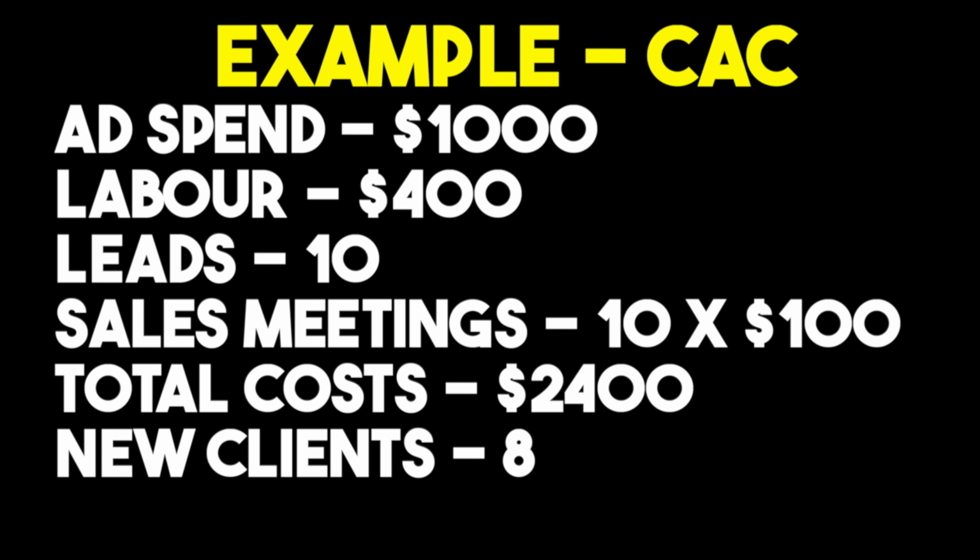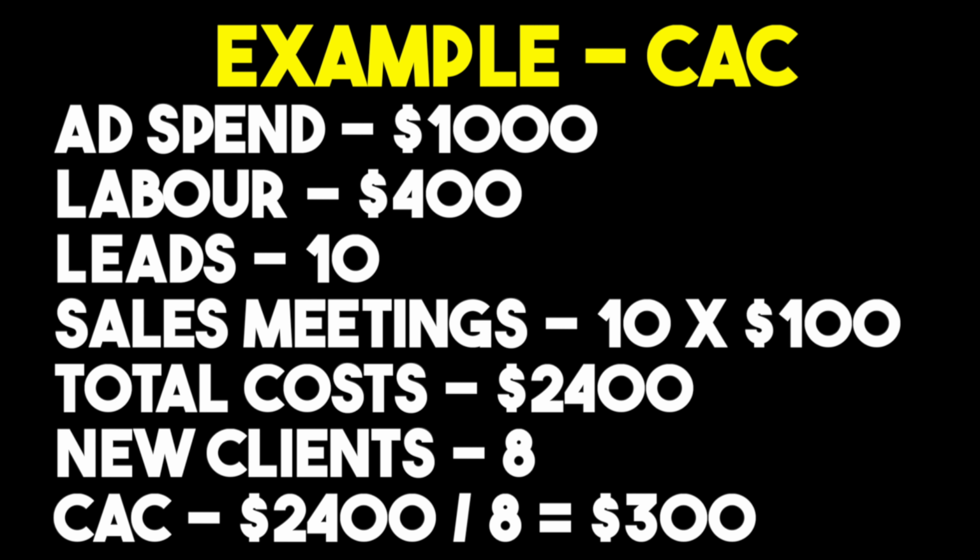Now let's assume we close 8 clients from this. So now we can work out our CAC by simply taking our total cost, which was $2,400. We're going to divide that by our 8 new customers, and we now have a $300 CAC.